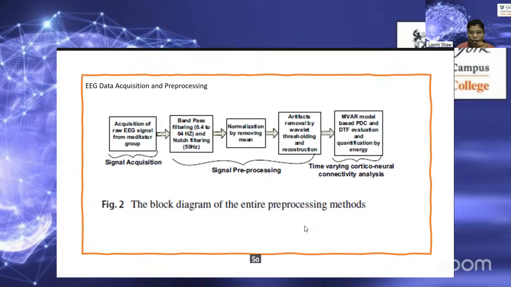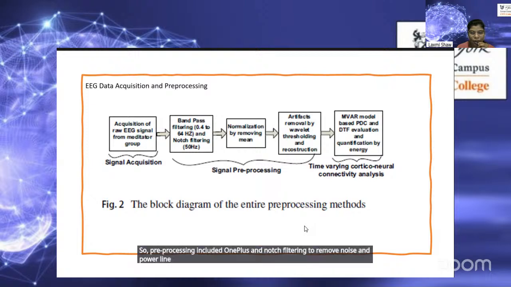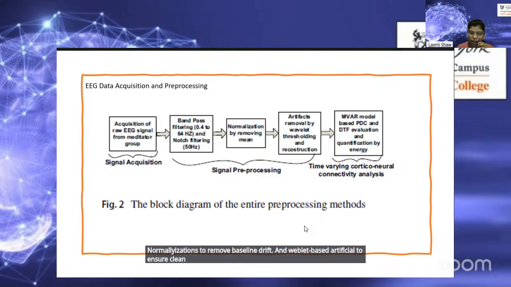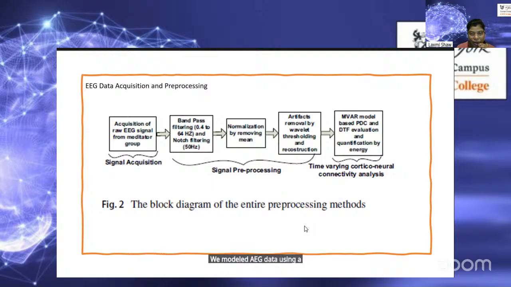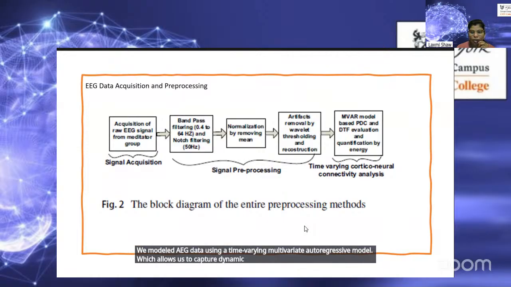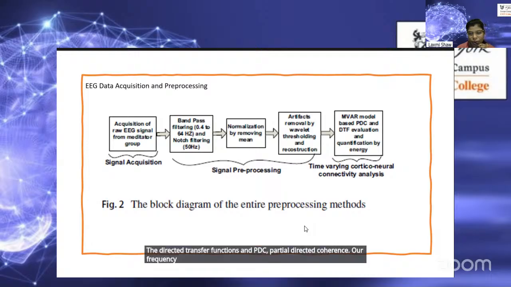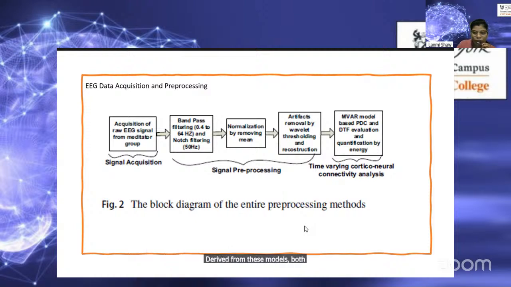Pre-processing included bandpass and notch filtering to remove noise and power line interference, normalization to remove baseline drift, and wavelet-based artifact removal to ensure clean data for analysis. We modeled EEG data using a time-varying multivariate autoregressive model, which allows us to capture dynamic interactions. The directed transfer function and PDC, partial directed coherence, are frequency domain estimators derived from these models, both grounded in Granger causality theory.